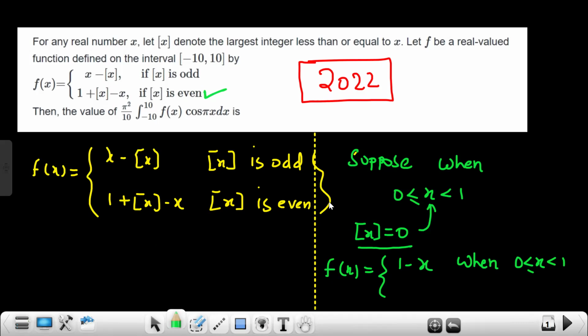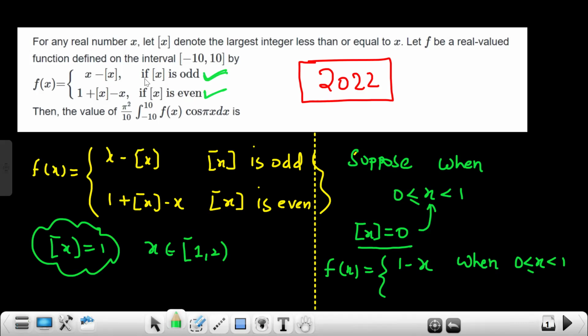Now, when [x] is odd, that means when [x] is 1, it's possible when x is in between 1 and 2. So which function will you take? This function. So it would be x minus 1 when x lies in between 1 and 2. Like that, we can define the function for each and every value in between -10 to 10.